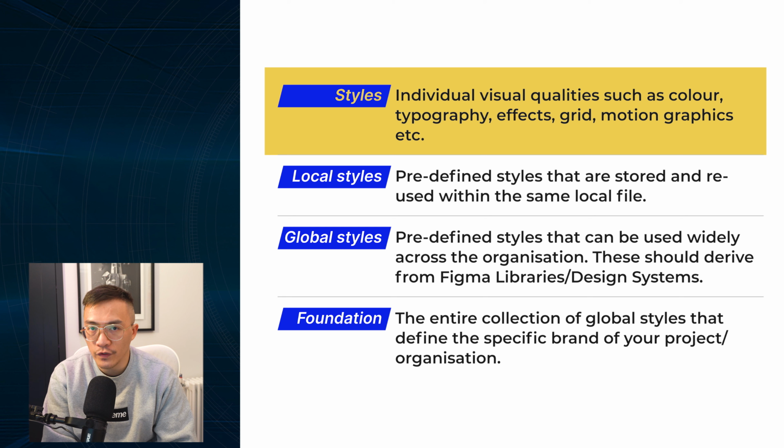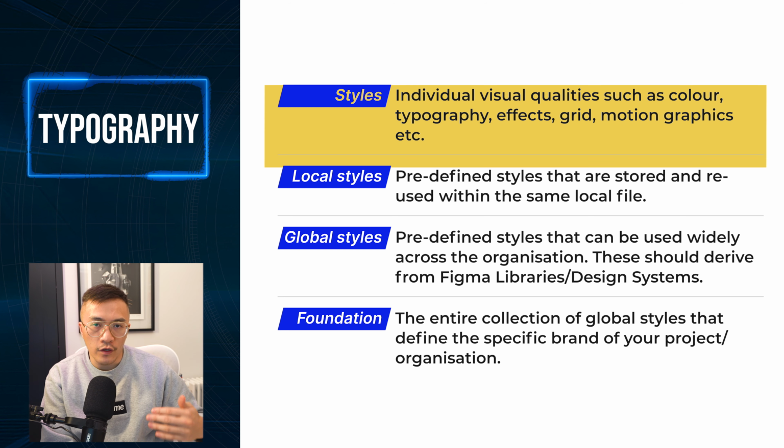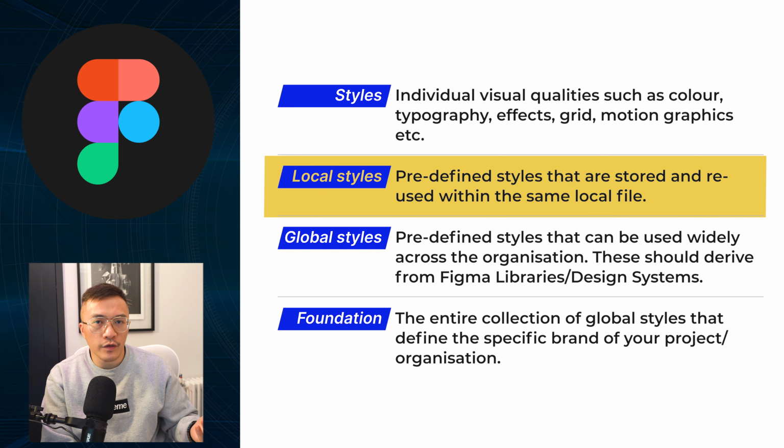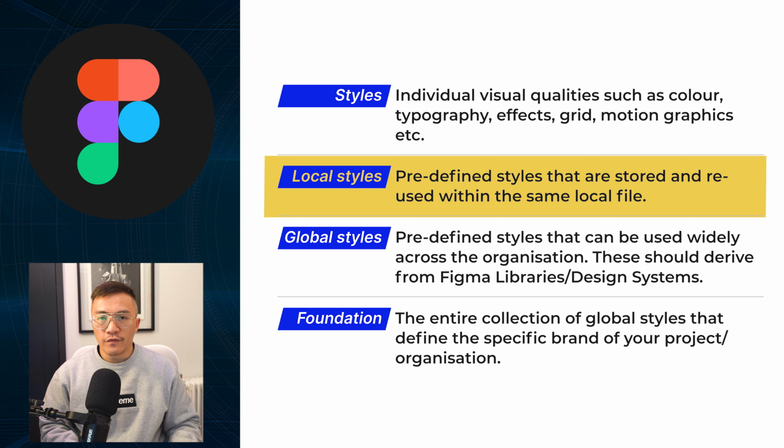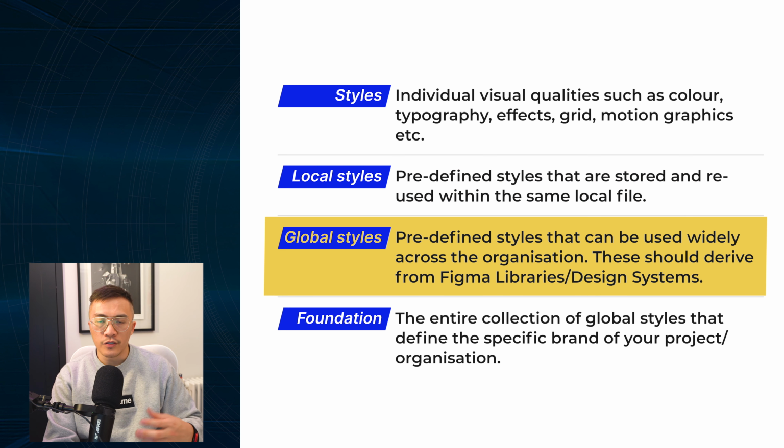Styles are individual visual qualities that are applied to everything on the page. For example, colors, typography, and effects. And from styles, we've got local styles. Local style is a Figma terminology, and local styles are predefined styles that you can reuse within the same local file. This might be a specific color range that is specific to a niche project that you're working on. And then the level above that, we've got global styles. Similar to local styles, they're predefined styles, but they can be used widely across the whole organization. These usually will come from the design system or a design library.